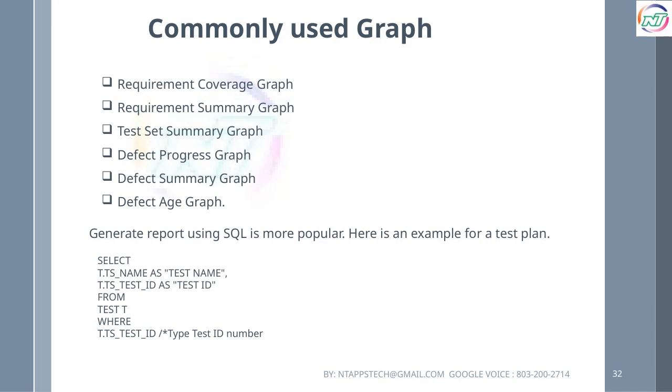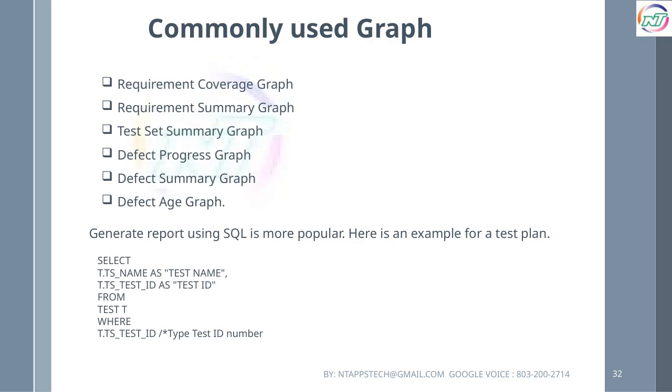This slide introduces the different types of requirement coverage graphs that are typically used to analyze and report on test project progress. It includes graphs for requirement summaries, test set summaries, defect progress, defect summaries, and defect age. These visualizations help teams understand at a glance how well requirements are covered, the status and distribution of test cases, and the defect trends over time.